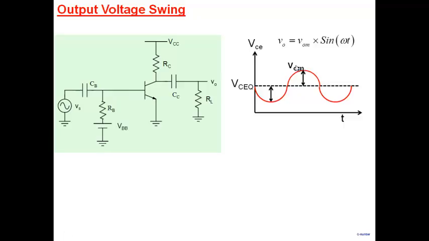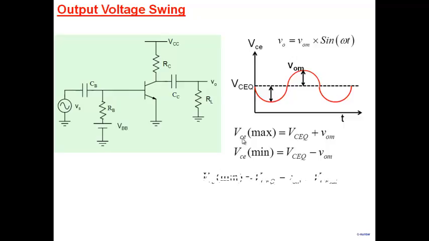And this is what is V0M here. One of the things that you see here is that the maximum collector emitter voltage at any point is the DC value VCEQ plus V0M. That's the maximum value. And the minimum value at any point is VCEQ DC minus V0M. So that's the maximum and that's the minimum. So the net collector emitter voltage is varying.